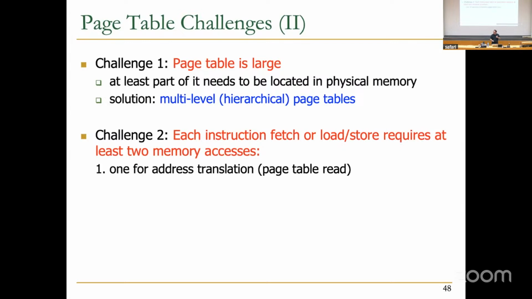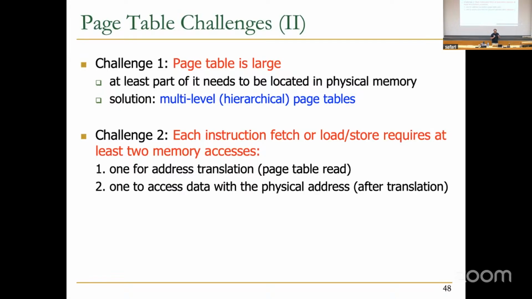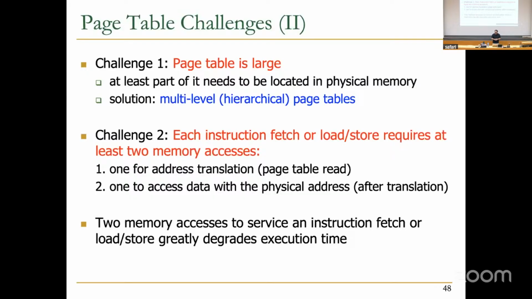So you want one memory access for the address translation, or more in the modern systems, and you have one access to the data within the physical address. Once you retrieve the physical address from the page table, then you can access your caches and your physical memory. So we want two memory accesses, which, as you can understand, if for every single virtual memory access I need to do a second one, I'm going to basically degrade performance by almost 100%.